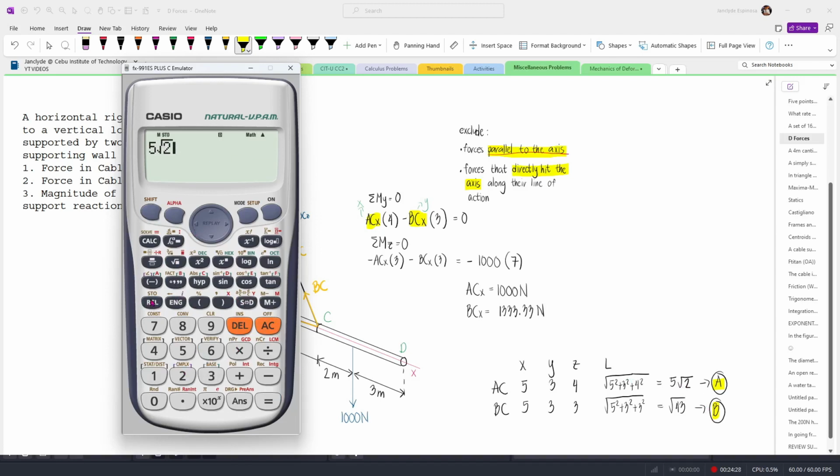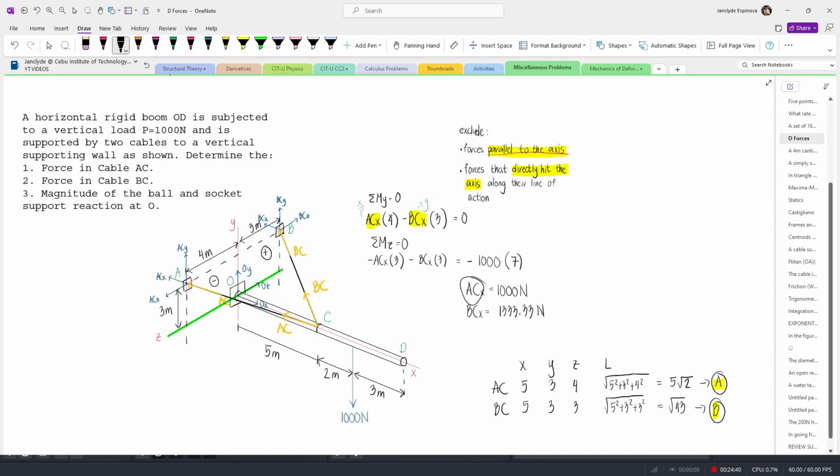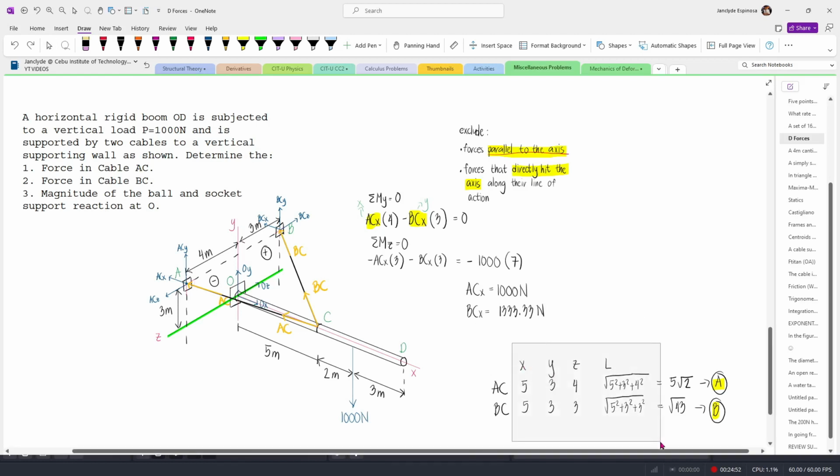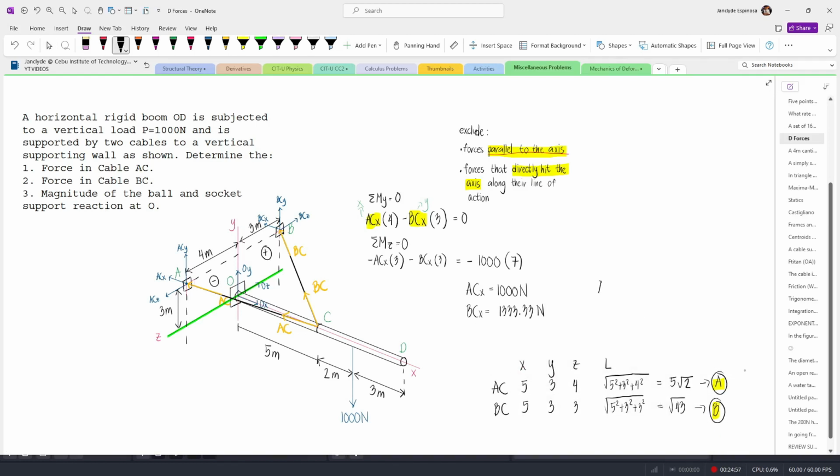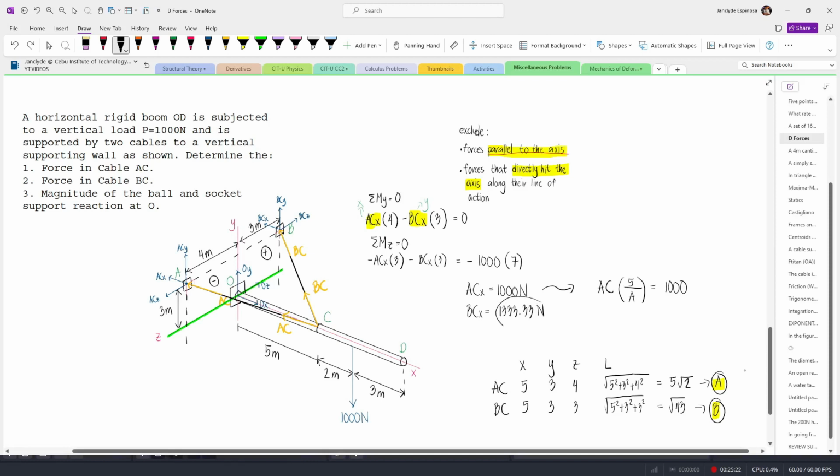Shift store A. Since this is the x component of AC and this is the x component of BC, we can get AC and BC by using these ratios. For AC, let's multiply this by the x component, which is 5 meters, divided by L, which is stored into A. This is equal to 1000 newtons. For the second one, we have BC, the resultant force, multiplied by the x component of BC, which is 5, divided by the length, which is stored into B.